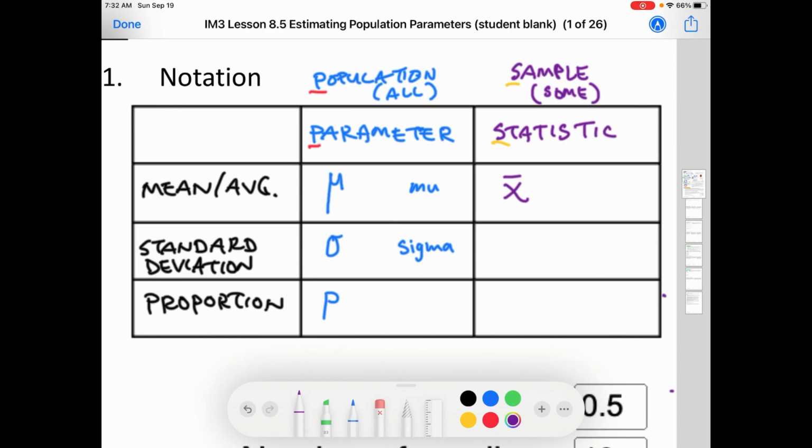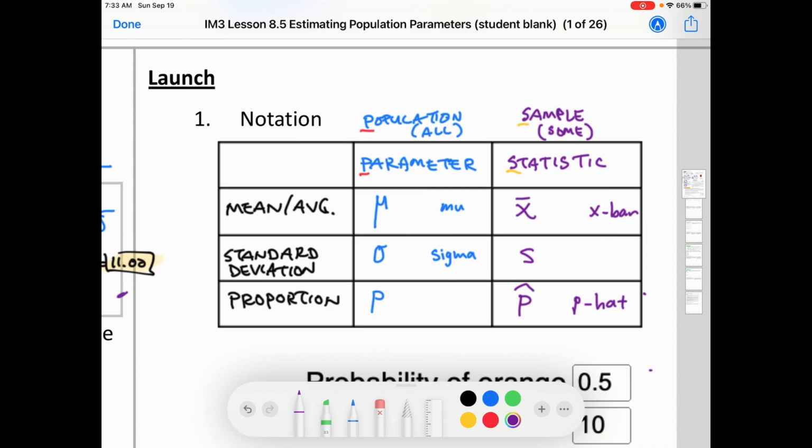So when you only have a sample, this is called, how do we pronounce this one? This one we call X bar. It's an X, and you just put a bar. Just draw an X and put a bar over it. And then the standard deviation is just an S. Okay, this one's kind of funny. A proportion is the same thing with a P, but to show that it's a sample, we put a hat on it. And we actually call this P hat. Not fat, P hat. And so that is our notation.